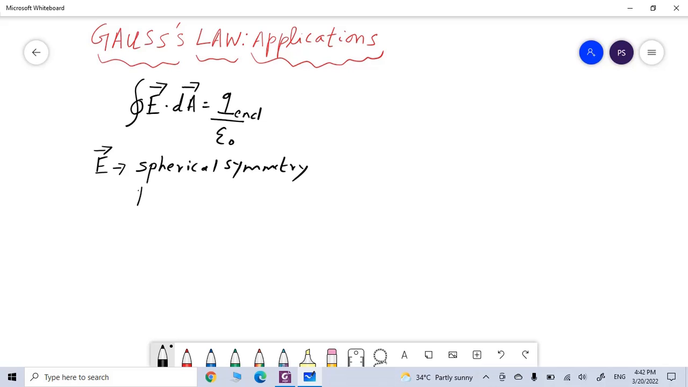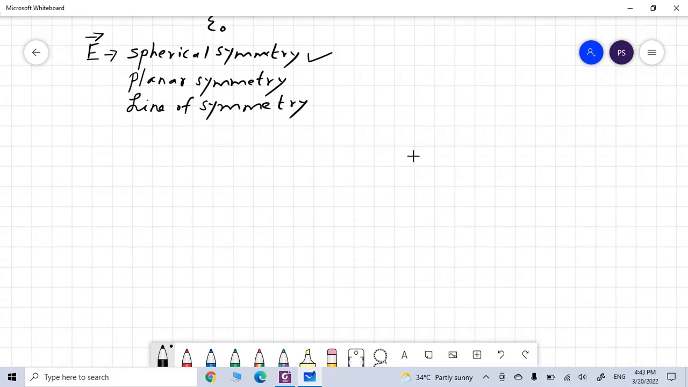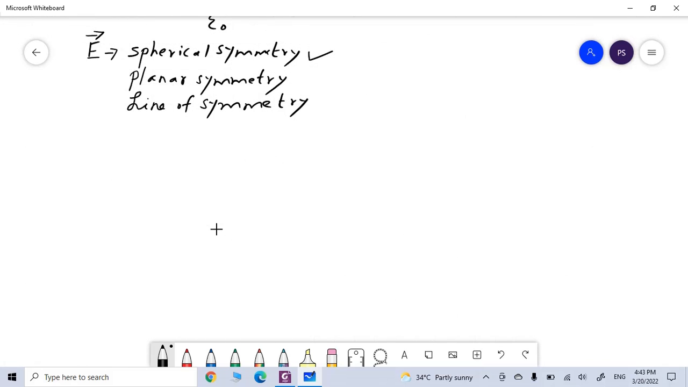Then we are going to consider planar symmetry. Then we are going to consider line symmetry or linear symmetry. So first, let us discuss the spherical symmetry. Let's get on with this example.